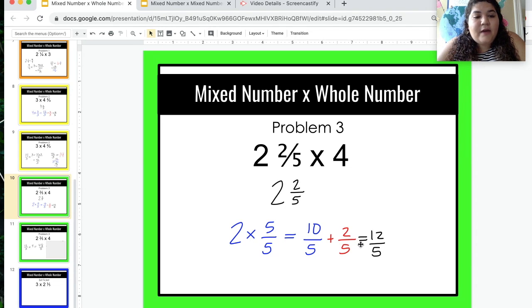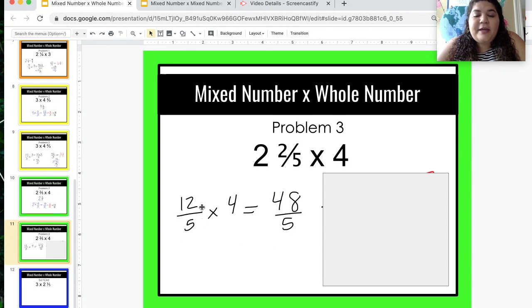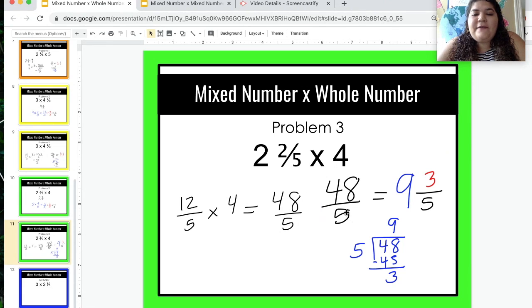We have an improper fraction, so now we need to multiply. So now I have 12/5. 12/5 times 4 would give me 48/5. Again, we have an improper fraction, need to change it into a mixed number. How many times can 5 fit into 48? 5 can fit into 48 9 times. And we would see we would have 3 left over, 3 remainder. So then our final answer would be 9 3/5.